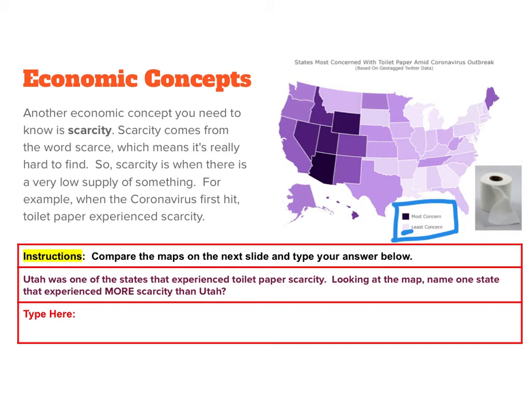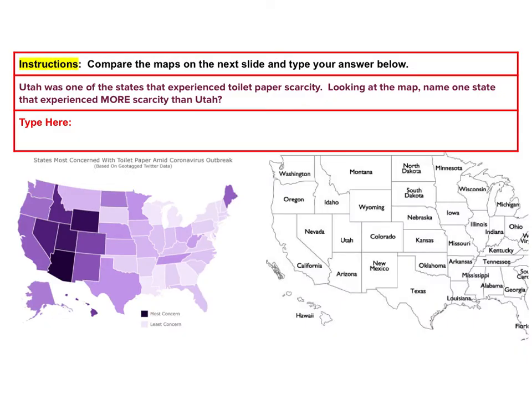Now, you may not know the names of the states, and this is very important. If you go to the next page, there are two maps side by side. The question is listed again. And now you can look at the maps and you can see where Utah is. You can see the states that had more scarcity than Utah. And then you can type your answer into the red box. So on page 4, on the previous slide, you do not need to type your answer in because this is the page where you can type it in.